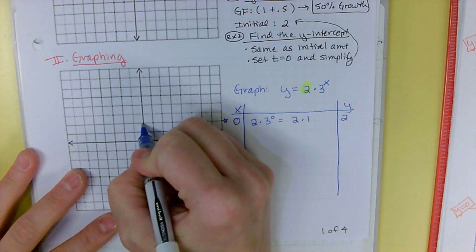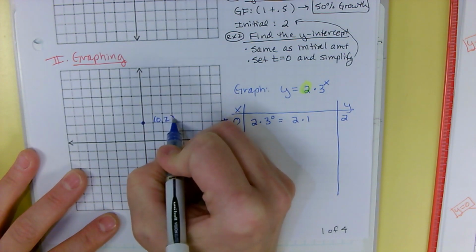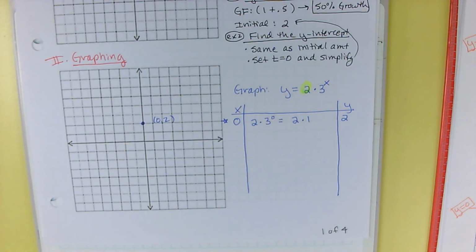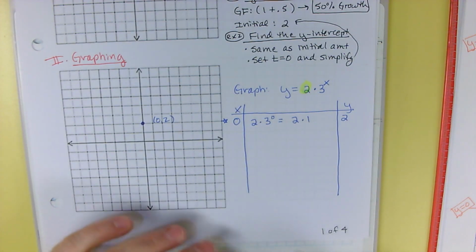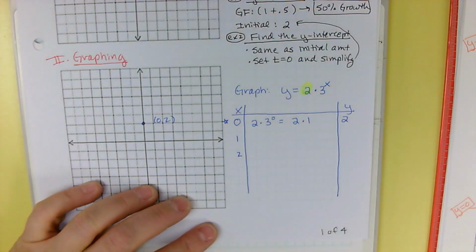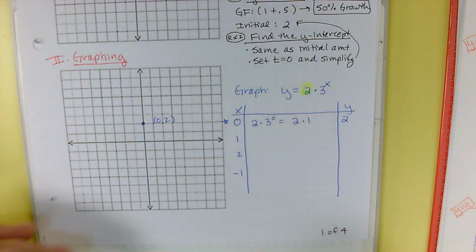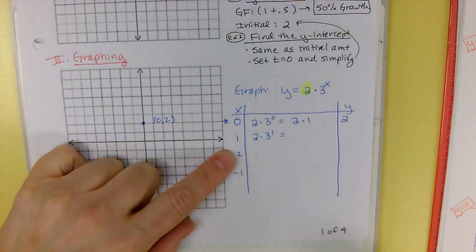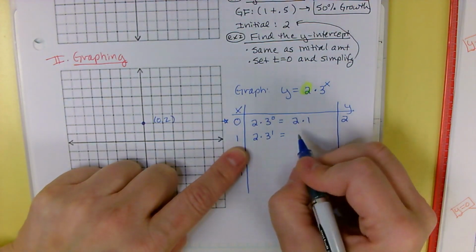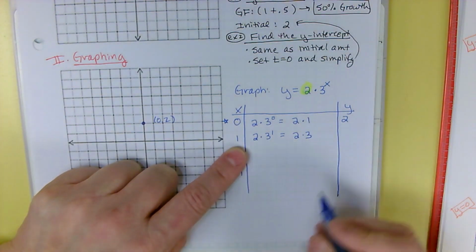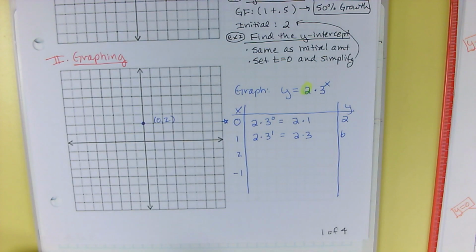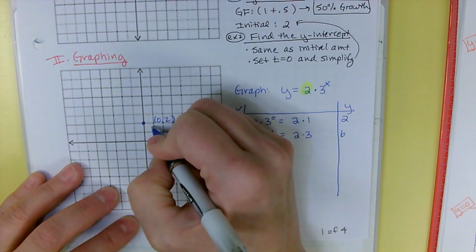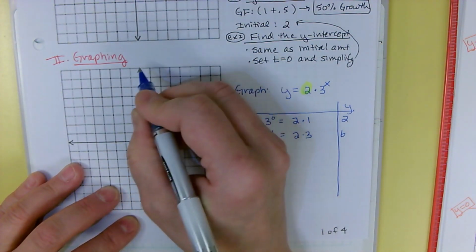So let's put that on the graph: 0, 2. And then you usually want 2 points to the right and 1 to the left. So keep your points really small, like 1 and 2, and then maybe a -1. So if we do x equals 1, then we have 2 times 3 to the 1. Do the exponent first. 3 to the 1 is 3, and 2 times 3 is 6. All right, let's put that on our graph. 1, 1, 2, 3, 4, 5, 6.